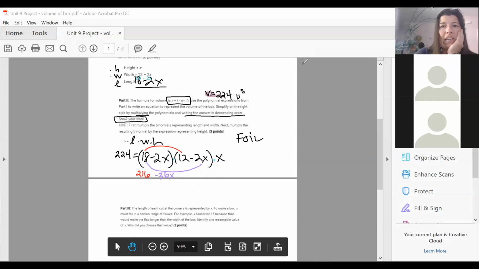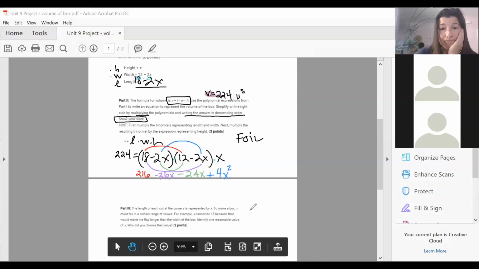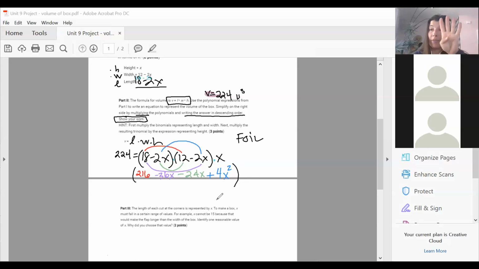Yep. All right. Inner is a negative 2x times 12. So that's going to be a negative 24x. Last, negative 2x times negative 2x is a positive 4x squared. All right, so really important here that we're showing the initial 4 terms from our FOIL. And then bring down this x.